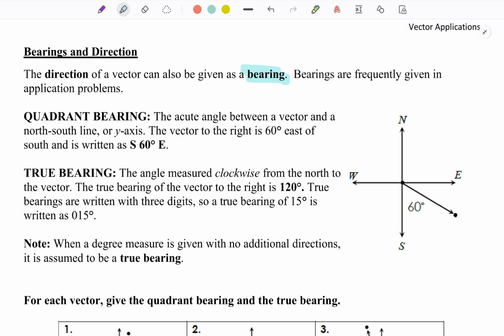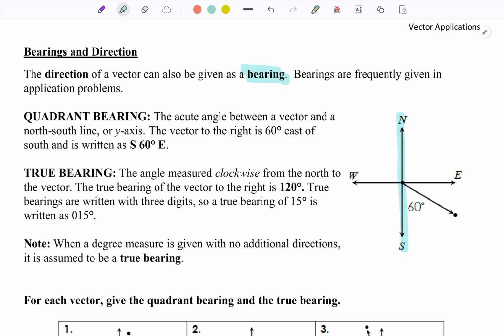So a quadrant bearing is an acute angle between a vector and the north-south line, or the y-axis. So we're always looking at that north and south direction. A vector to the right over here is 60 degrees east of south, so it is written as south 60 degrees east. You always lead with either north or south, and then the direction that the angle goes.